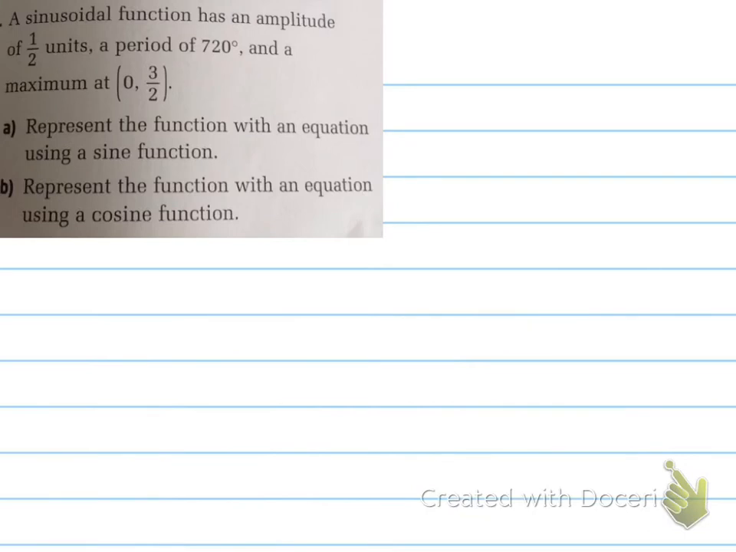So here's one. A sinusoidal function has an amplitude of 1/2 a unit, a period of 720 degrees, and a maximum at (0, 3/2). Part A, represent the function with an equation using a sine function. Part B, represent the function with an equation using a cosine function. So let's start with the first thing.